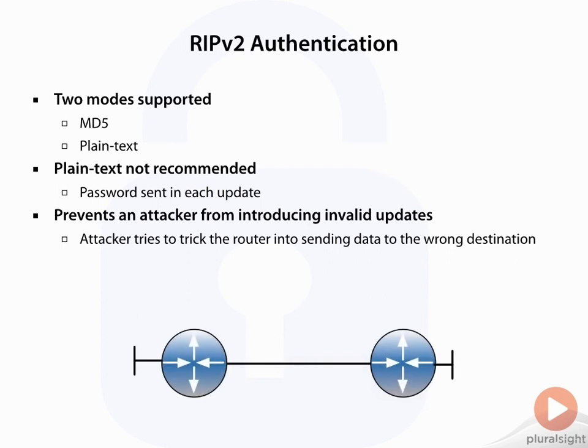So in this example, we've got two routers, and if they're exchanging routes via RIP, then every single routing update would be authenticated over that link. And that's regardless of whether we use plain text or MD5 authentication, but just know that MD5 authentication is the way that we're going to want to go with things.